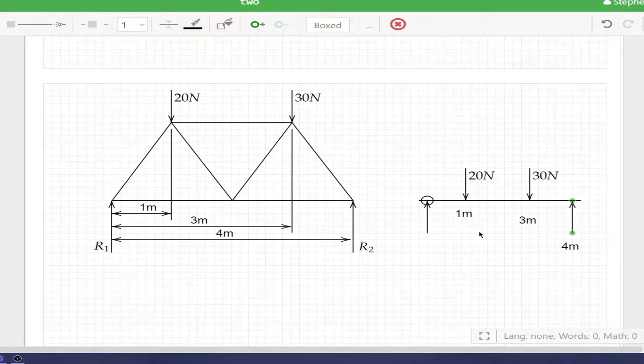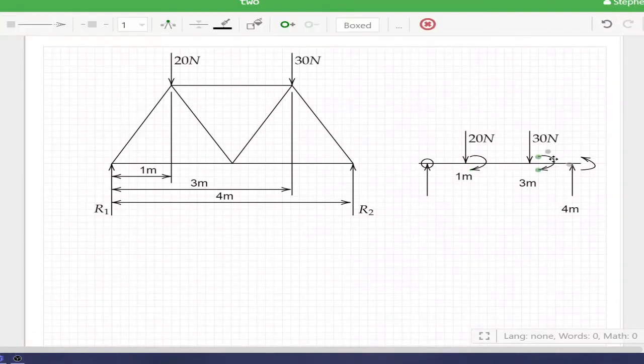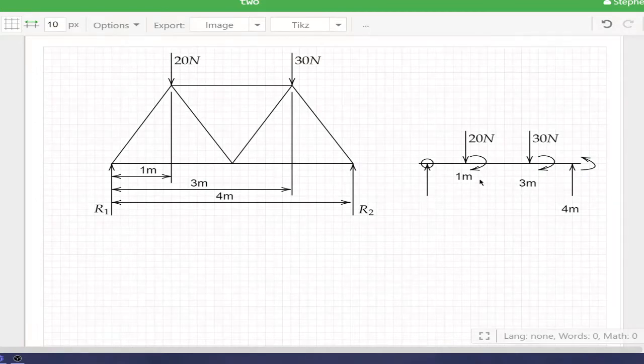All right, so we identify our clockwise and anti-clockwise moments. So we imagine that we're turning about this point here. Okay, so that would mean that our 20 Newton force would be a clockwise moment, our 30 Newton force would be a clockwise moment, and the only thing pushing in the opposite direction is reaction force 2, and that would be an anti-clockwise moment. So I'll just put some arrows on there to clarify, and those of you paying attention will recognise those arrows from the previous video. The joys of copy and paste. So we've identified our clockwise and anti-clockwise moments.